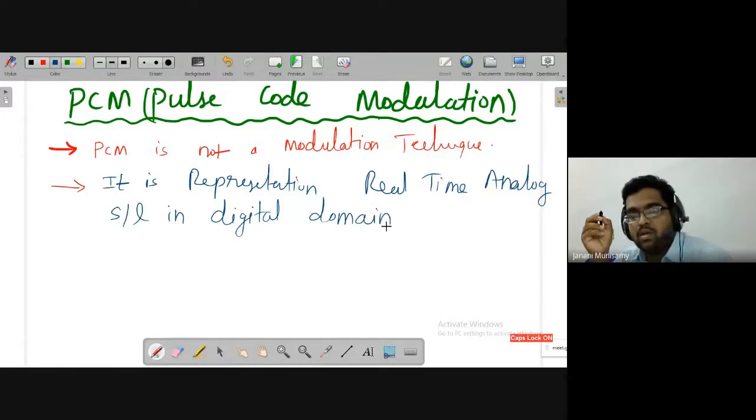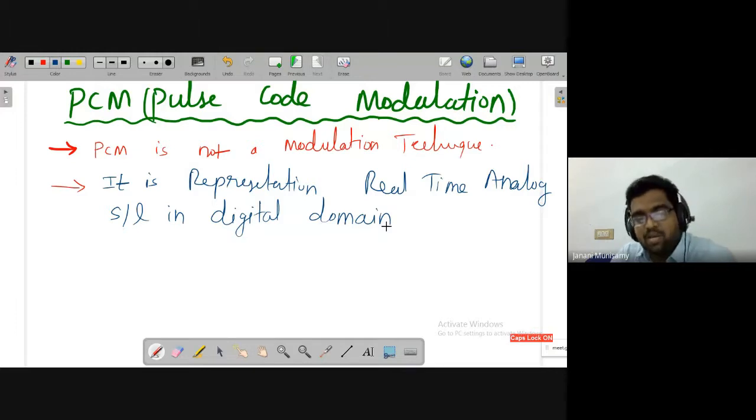It is a representation of a real-time analog signal in the digital domain, because you should not get confused with the analog to digital converter. In measurement and instrumentation, or in the LIC subject, we may study the analog to digital converter. There, at a time, we convert one analog signal into the corresponding digital value. But in PCM, we continuously convert the analog value into the corresponding digital value. So you should know the difference between the analog to digital converter and PCM.